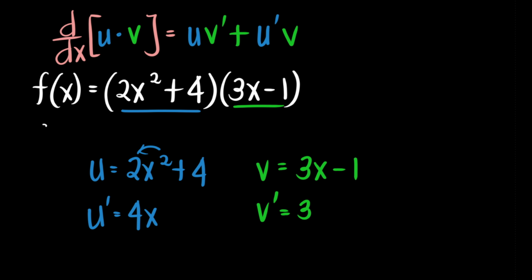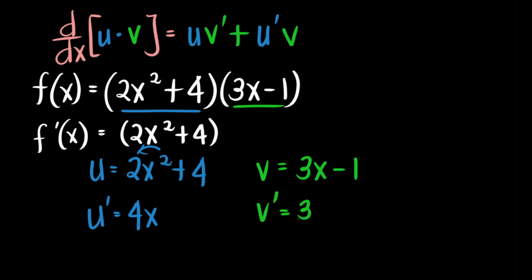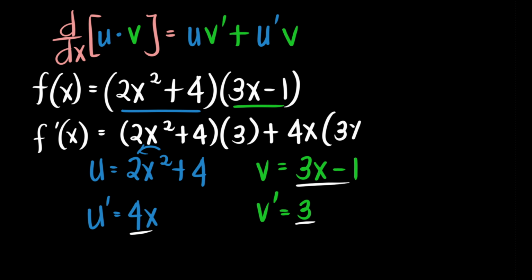The derivative f prime of x will be u, which is 2x squared plus 4, times v prime, which is 3, plus u prime, which is 4x, times v, which is 3x minus 1.